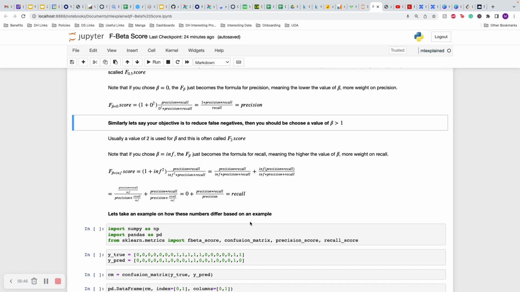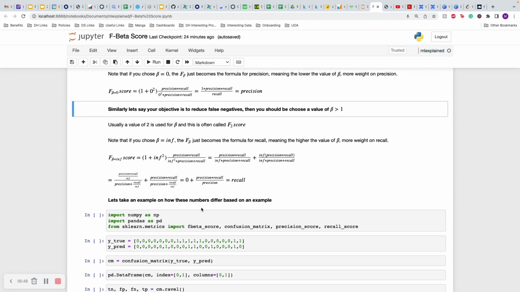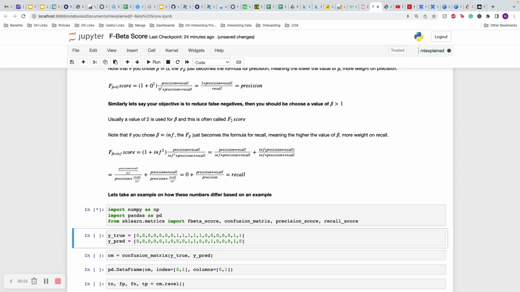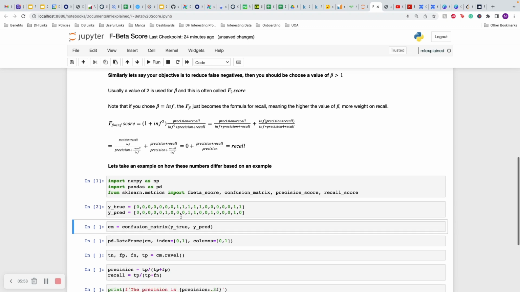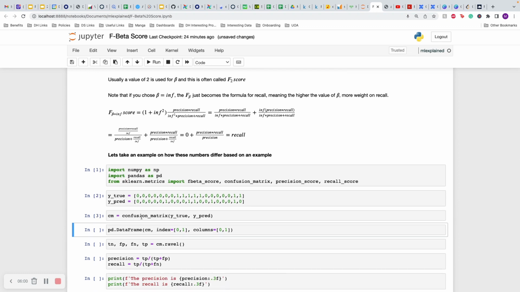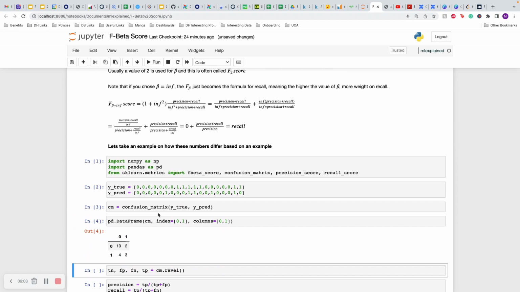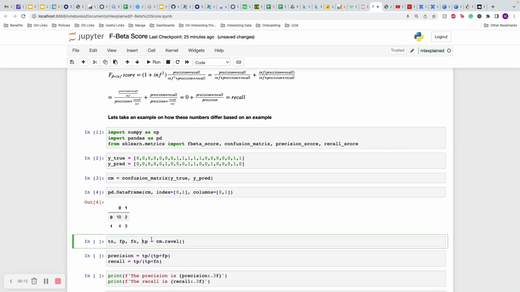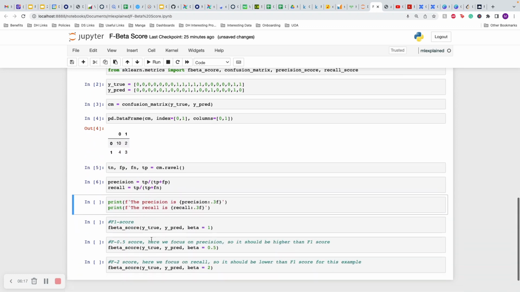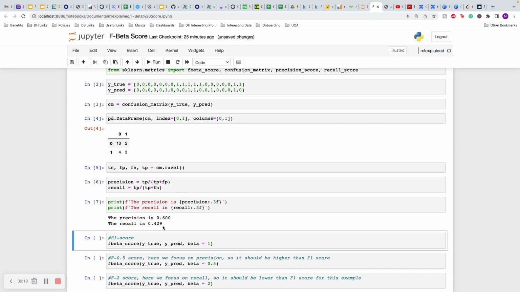Now, let's take an example to drive home this point that if you vary the value of beta, the metrics do change. So let's import our libraries. I have this dummy example already set up. We calculate the confusion matrix. As you can see, there are 10 true negatives, 2 false positives, 4 false negatives, and 3 true positives. And then I calculate precision. So the precision is 0.6 and the recall is 0.4.